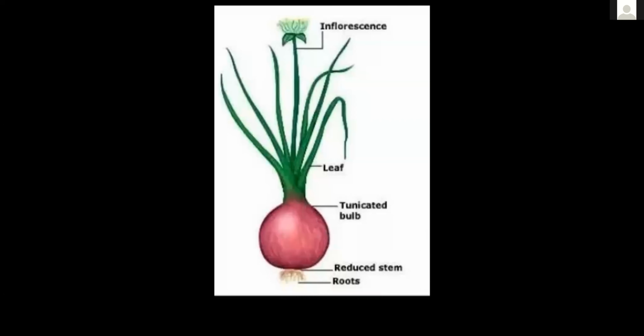Next topic, the modifications of leaves. We have learned modifications of root and stem. Now we are going to study the modifications of leaf, again same like root and stem. First modification, that we call storage of food.